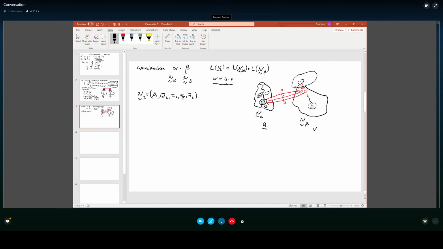So what that means is we now have to define Q2, F2, and tau2. What do you suggest should be the states of that new concatenation automaton?